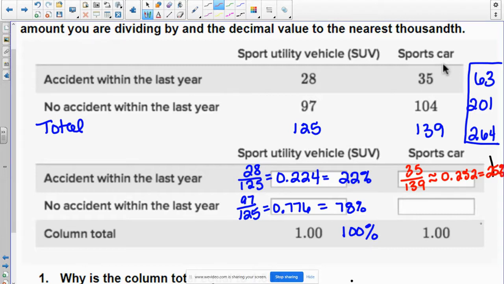Now if we did this right, you notice this should be 100. Okay, so no accidents within a year. That's 104 people that own a sports car out of the 139 that own a sports car.